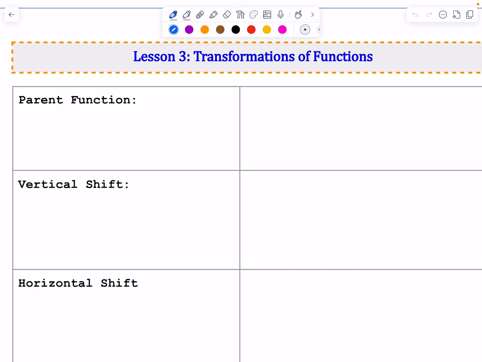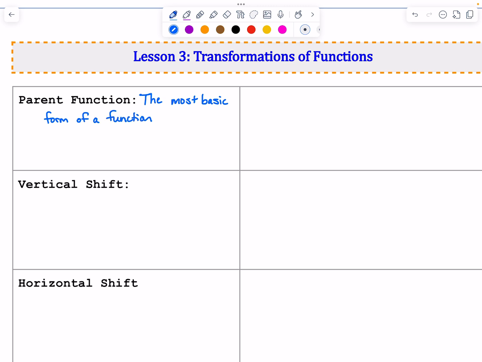In this video, let's take a look at transformations of functions. So a parent function is the most basic form of a function. Let's write that down. So it's the most basic form of a function.